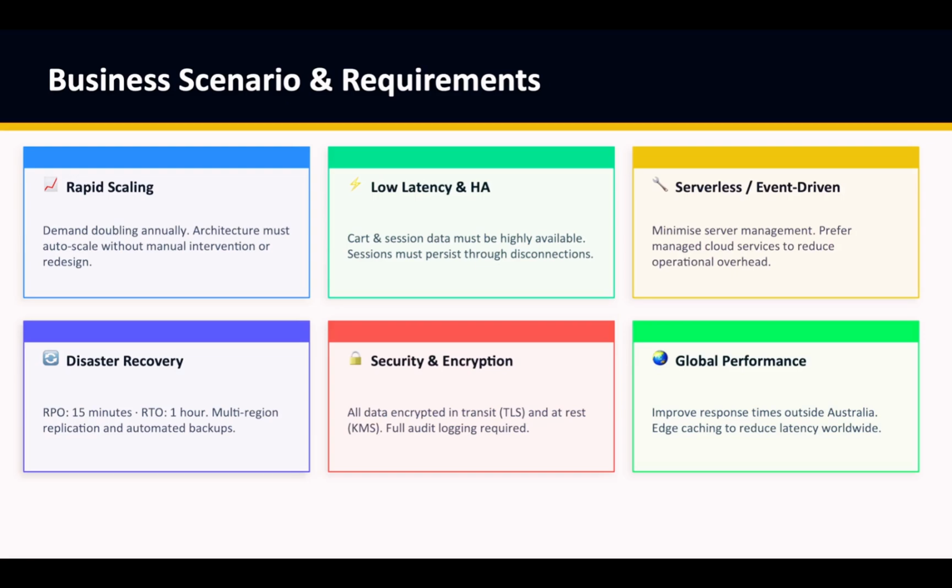Fifth, security. Everything must be encrypted both in transit and at rest. Sixth, global performance. The company is expanding internationally, and users outside Australia have been experiencing slow response times. So we need to fix that. And finally, disaster recovery. The client needs an RPO of 15 minutes and an RTO of 1 hour, meaning if something goes wrong, they can't lose more than 15 minutes of data, and they need to be back online within the hour.